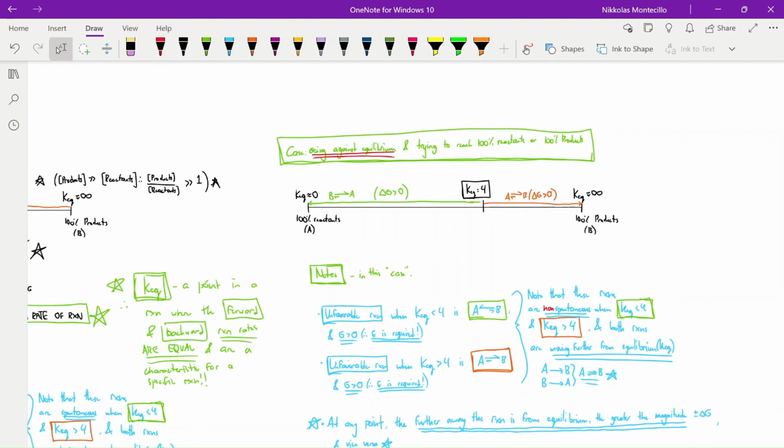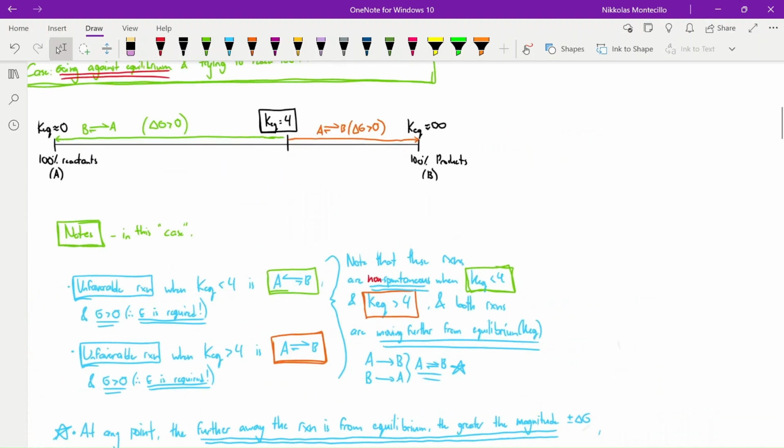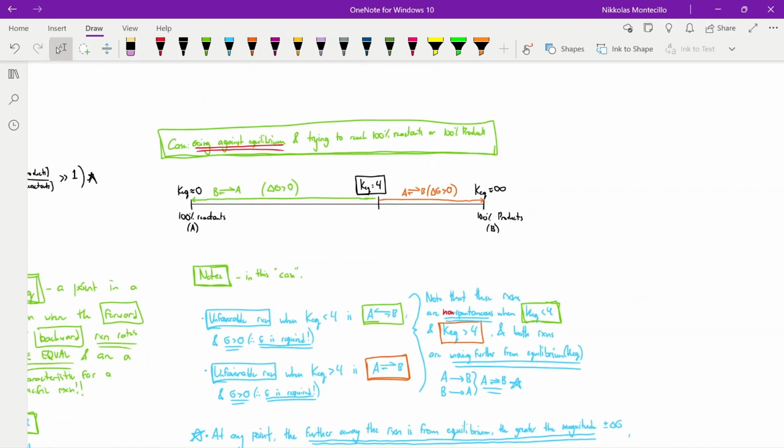Now we're going to look at a case where going against equilibrium and trying to reach 100% of the reactants or 100% of the products leads us. Essentially, the further we try to move away from equilibrium, the more energy is needed to reach a specific KEQ. So say, for example, if we go in the direction of A, if we want to convert more product B into A, away from KEQ equals 4, we're going to have to put a lot more energy into this system. That's what this entire thing is saying.